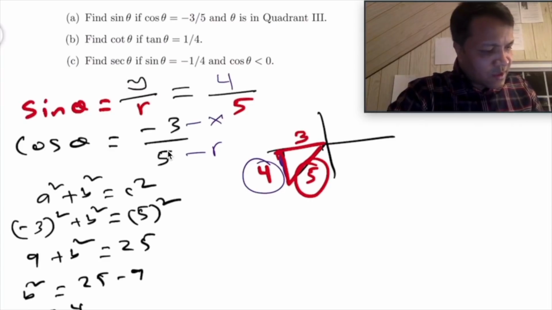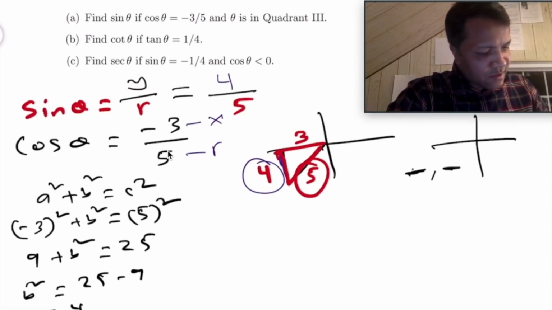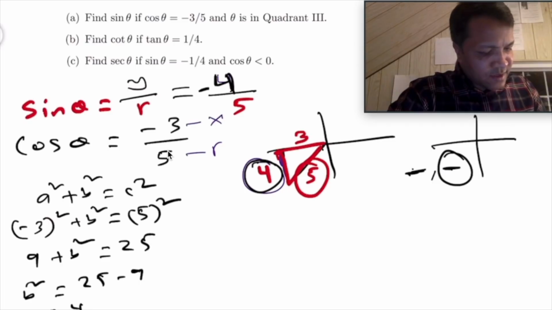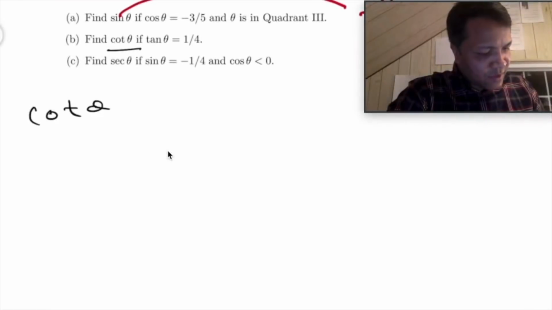Remember, in the third quadrant, x is negative, and y is negative. So since this 4 is y, this should be negative. So our final answer is: find sine theta in the third quadrant, when cosine theta is negative 3 over 5, then sine theta is negative 4 over 5.